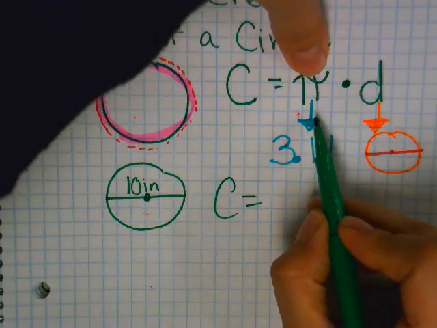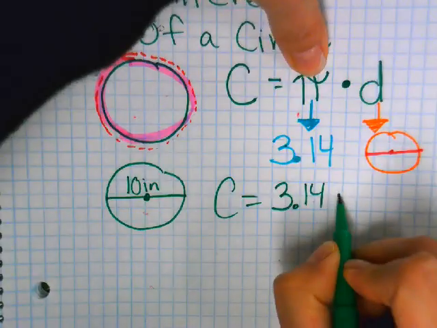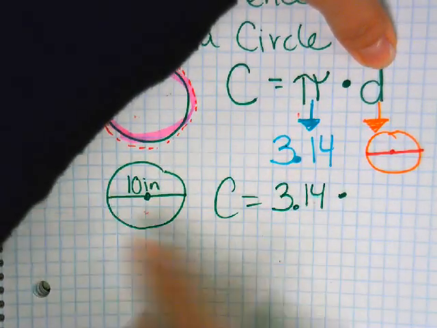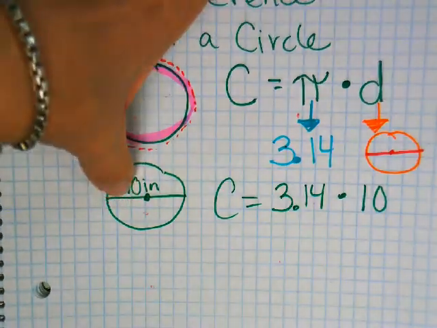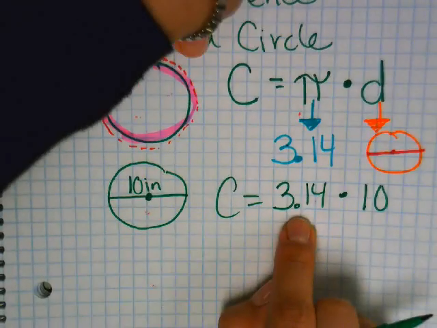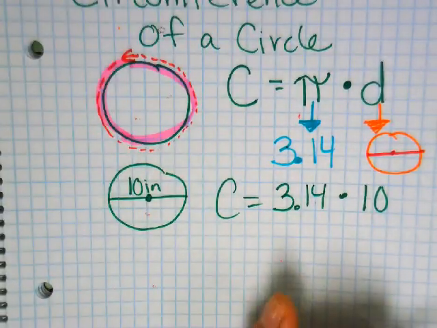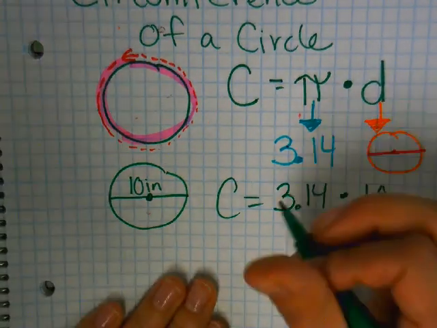What is pi? 3.14. Okay, so we're going to write 3.14 times diameter. Look at your circle. What's your diameter? 10. So what you're telling me is I have to take whatever this number is and multiply it by 3.14, and that's it. Does anybody know what it is without using a calculator? No. Okay, let's pass out those calculators.